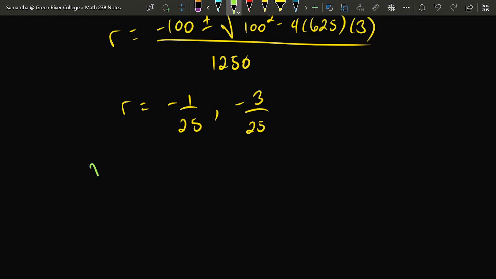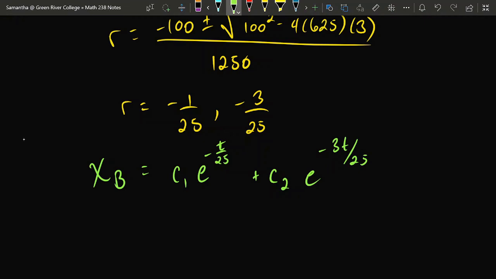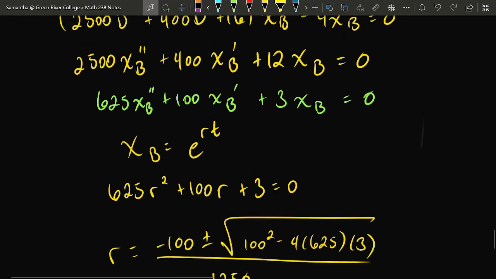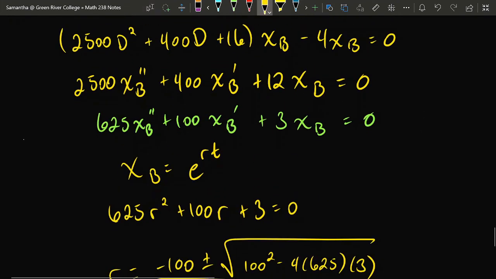So therefore the solution x sub b is given by c1 e to the negative 1 over 25 times t plus c2 e to the negative 3 over 25 times t. We don't have to worry about a particular equation because the differential equation that we got in this problem was homogeneous.